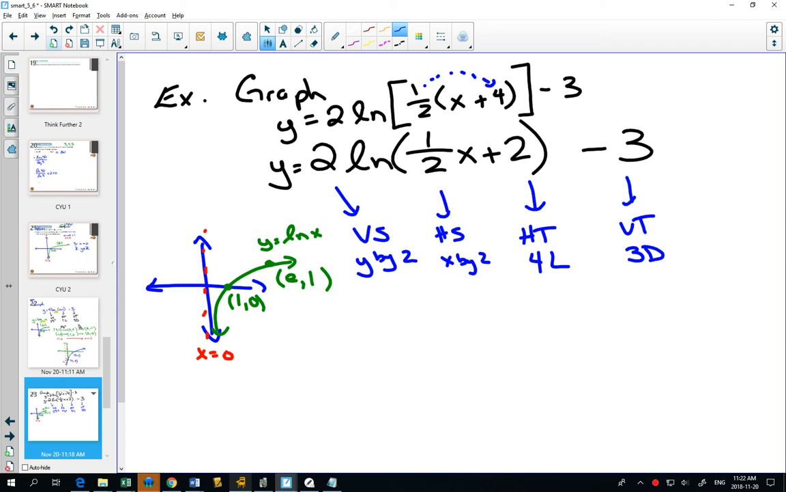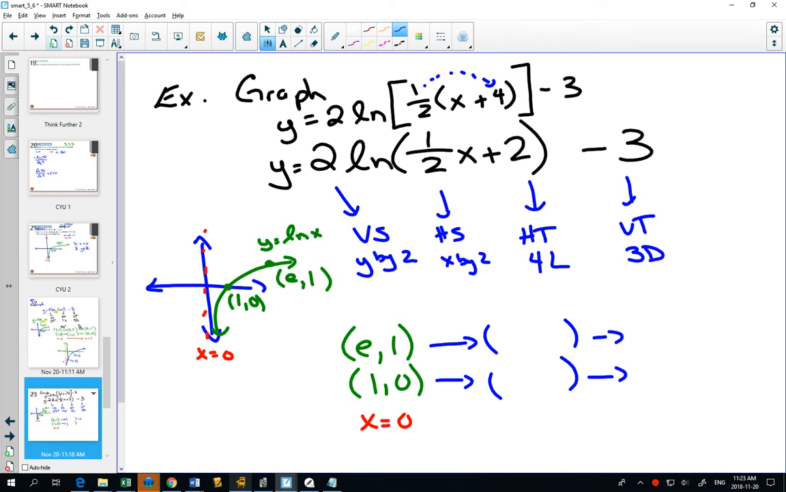So the fact that this one had a factoring makes it a little bit more complicated. The fact that the base is e seems like it's a little scarier, but it's not actually bad. Everything's still the same. We're starting with our points, e comma 1, 1 comma 0, and our asymptote at x equals 0. We do all of our stretches first, then our translations. Our stretches were y by 2 and x by 2.